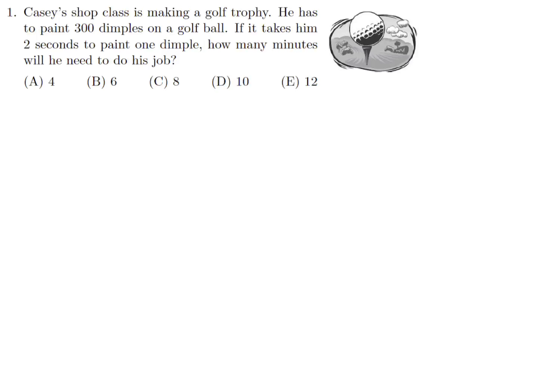Casey's shop class is making a golf trophy. He has to paint 300 dimples on a golf ball. If it takes him 2 seconds to paint one dimple, how many minutes will he need to do his job? So 2 seconds to paint one dimple. He's got to paint 300 dimples.